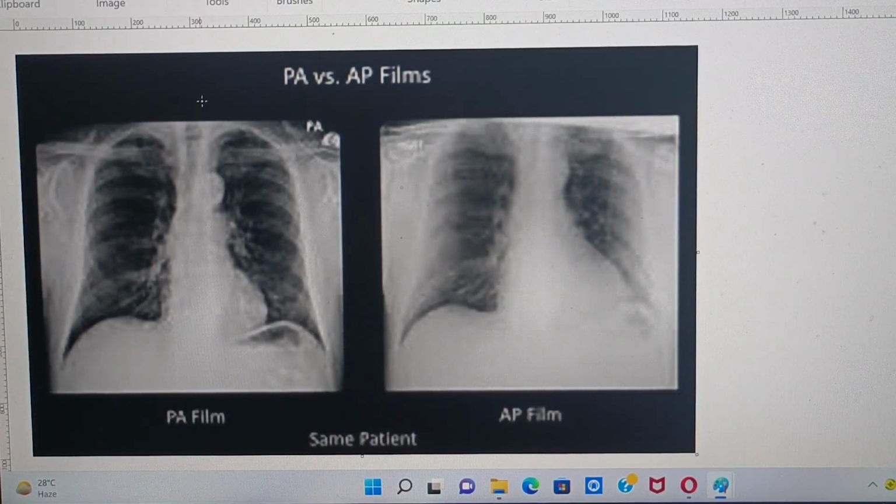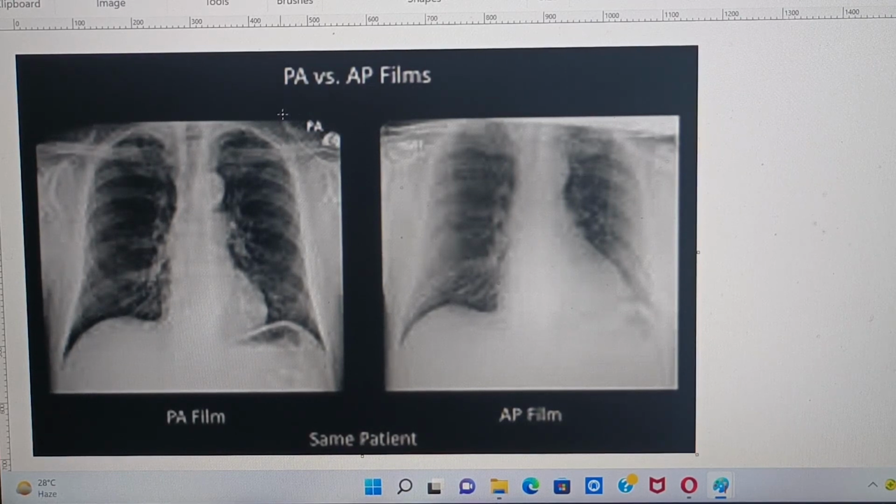After the inspiration expiration, the important point is the projection. The film taken is PA or AP. Usually we take the PA film. AP sometimes we take particularly for the bone fractures, for the fractures of ribs, etc.